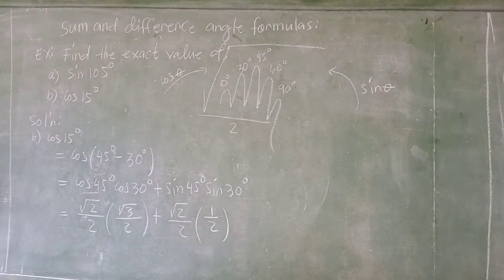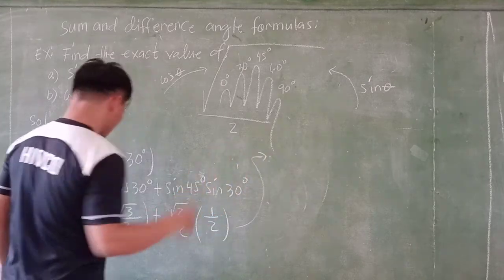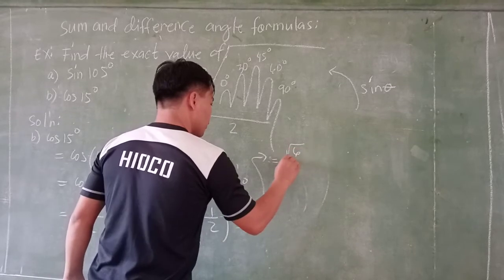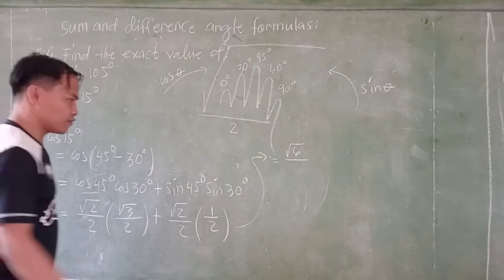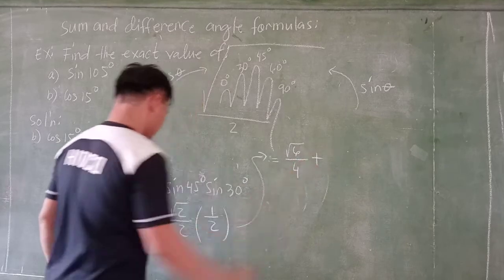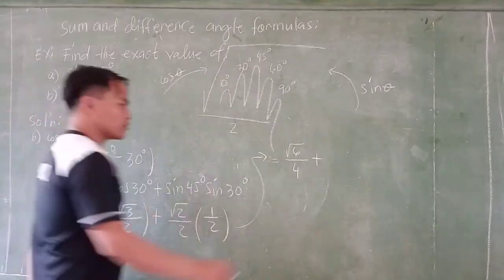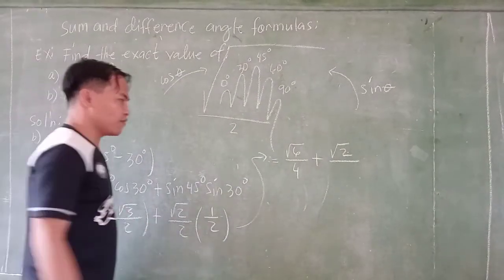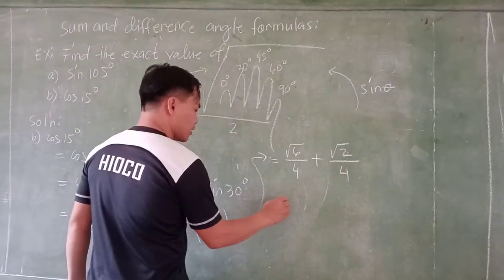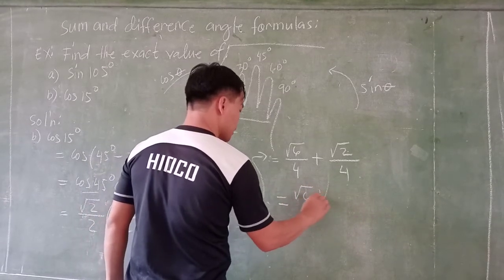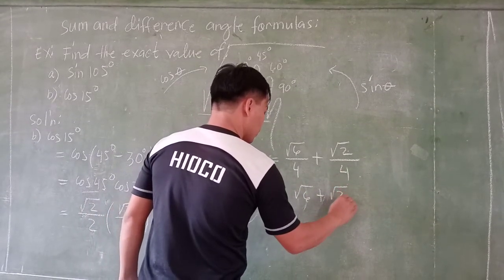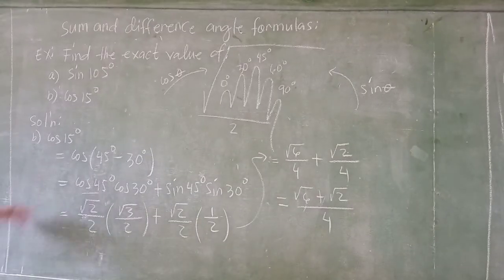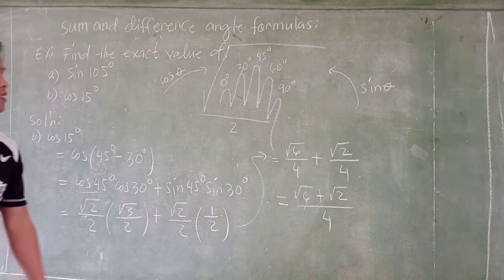Then simplify, that is just equal to what? Square root of 2 times square root of 3 is square root of 6 over 2 times 2, we have 4, plus square root of 2 times 1 is square root of 2 over 2 times 2, we have 4. Final answer, we have here square root of 6 plus square root of 2 over 4. That's the final answer for cos of 15 degrees.